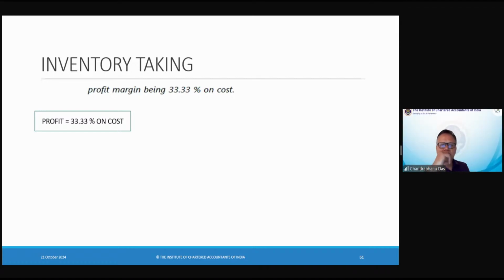Okay, so you can see here that the profit is 33.3% on cost. It is given, right? But for all these calculations, we need the profit on the sales, because in inventory taking, sales values are mostly always given. So to find the cost, you need the profit margin, correct?